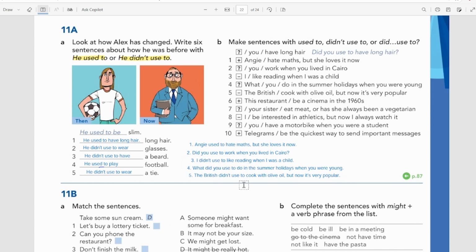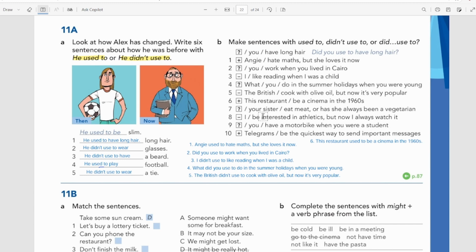Number 6, this restaurant be a cinema in the 1960s. So: this restaurant used to be a cinema in the 1960s.